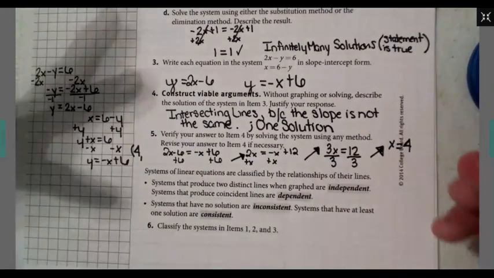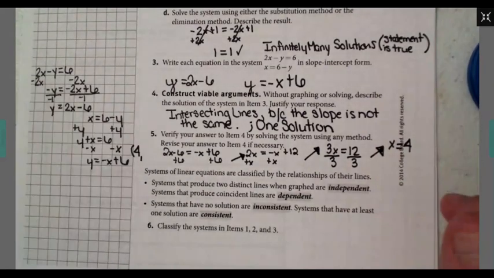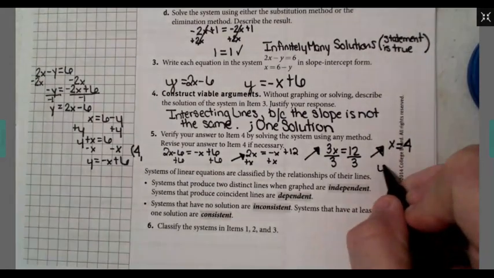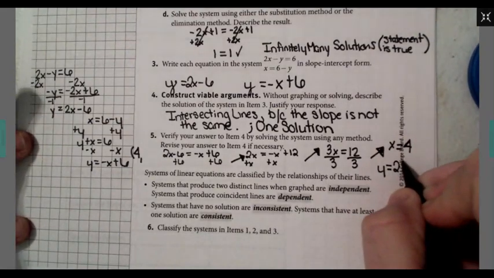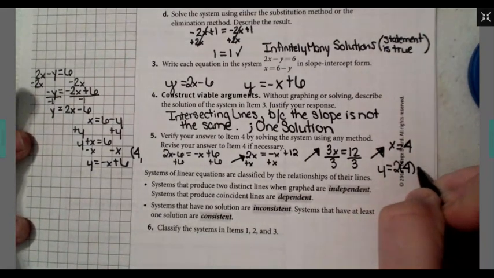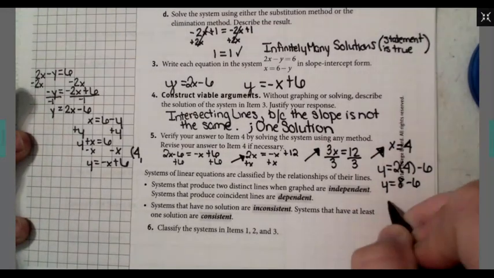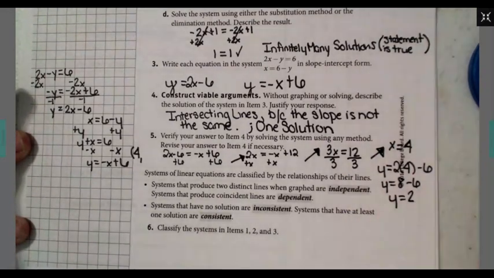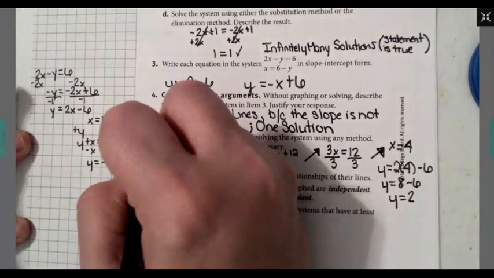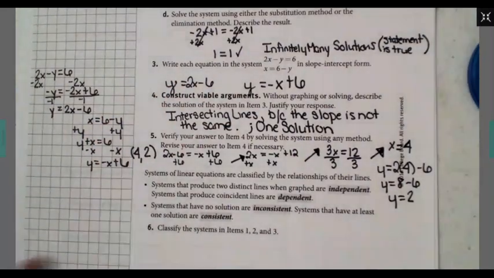Remember this said plug it back into one of our equations, right? So I'm going to do y equals 2 times 4 minus 6. Y equals 8 minus 6. So y equals 2. Now I'm going to plug this into my calculator just to verify that it is intersecting.